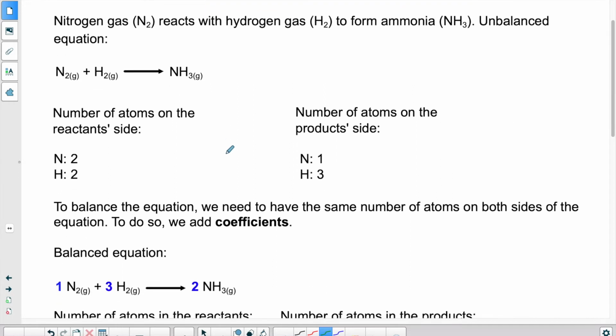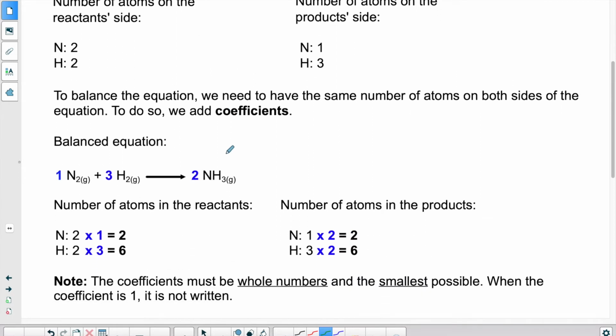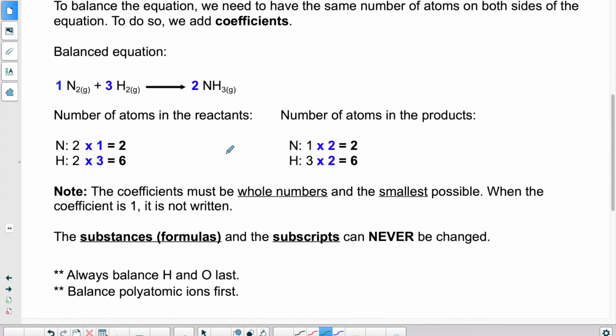Well, we have to add the coefficients in front. So when we balance an equation, we are only allowed to put numbers in front, to change the coefficients. We're not allowed to change the substances. So I can't say I'm going to replace N2 by something else. That's not what's observed in nature, in reality. This is the actual reaction. This substance reacts with this substance and creates this substance. There's no ifs and buts about that. That's the way it happens.